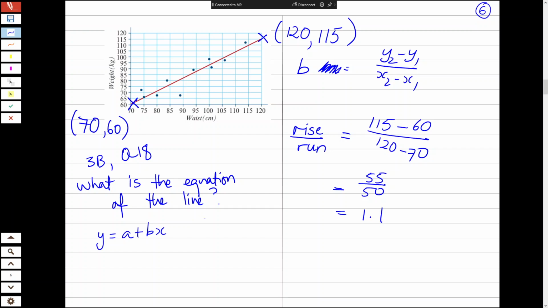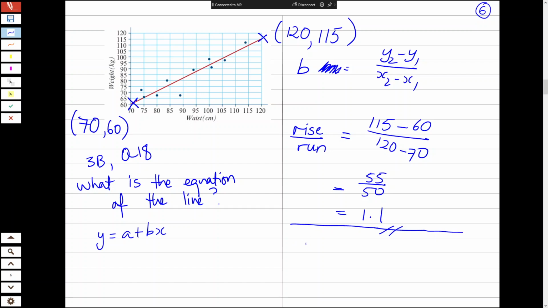X equals 0 will give us y equals a, but I don't have it on the graph. That's the problem. So I'll give you a hint. I need to set up an equation and solve for a. It's in there somewhere. Somewhere deep down. Where is it?